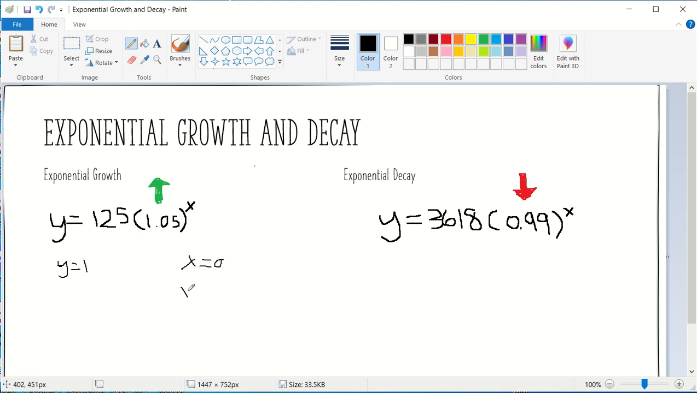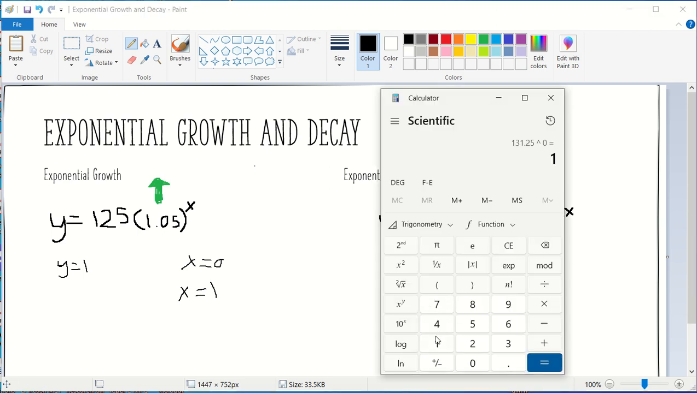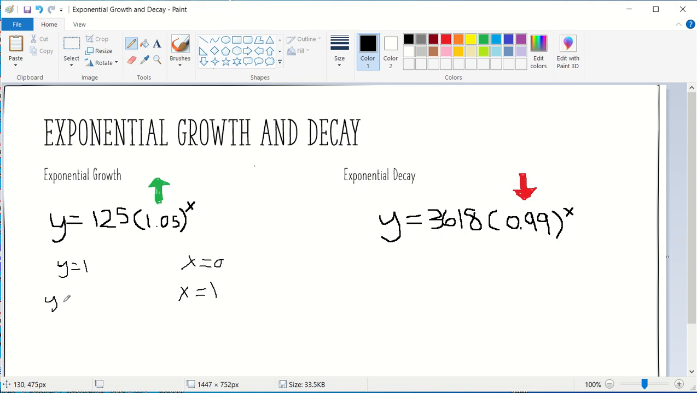But let's see what happens if we make x equal to 1. Again, we'll do our same problem. We've got to do 125 times 1.05. And now we're going to hit to the first power. And now y is already 131.25. So it's a pretty big increase.